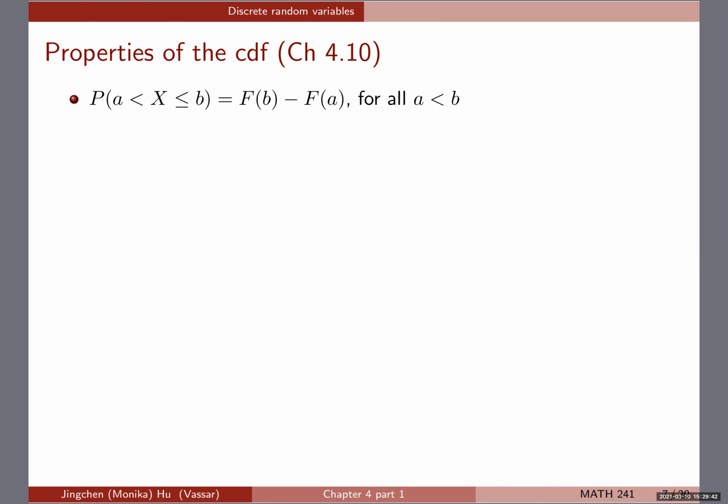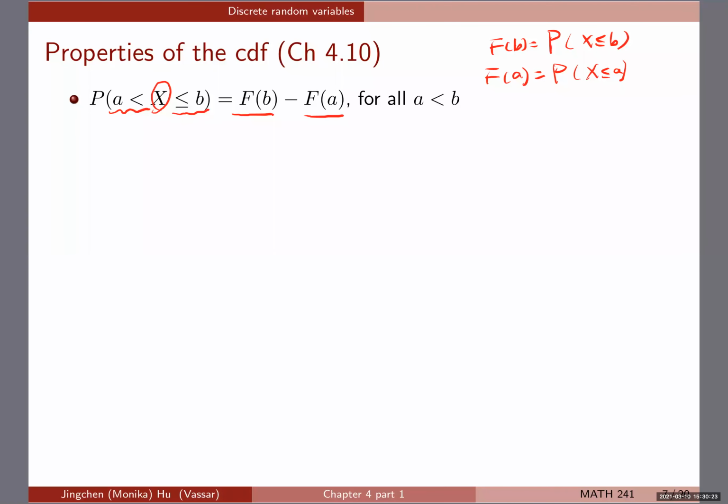So the first one is that the probability of X between A and B, however, is exclusive of A and inclusive of B. If you want to use the CDF expression to get this probability, this equals F(B) minus F(A). So remember, if I'm working with a capital letter X, that's the random variable, F(B) is the probability of X smaller or equal to B, and F(A) is the probability of X smaller or equal to A.